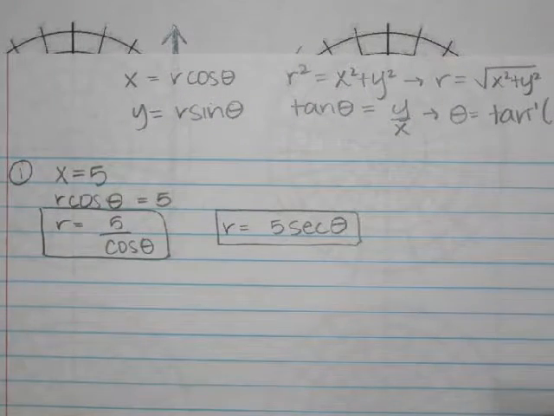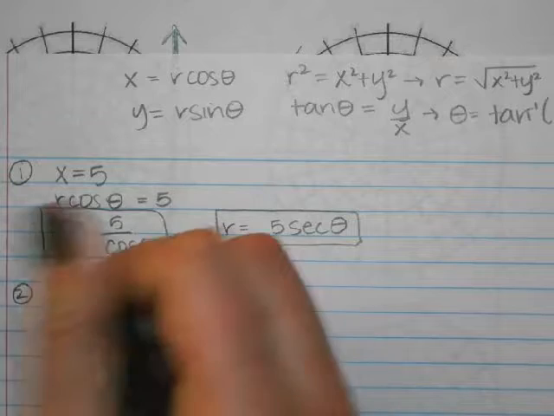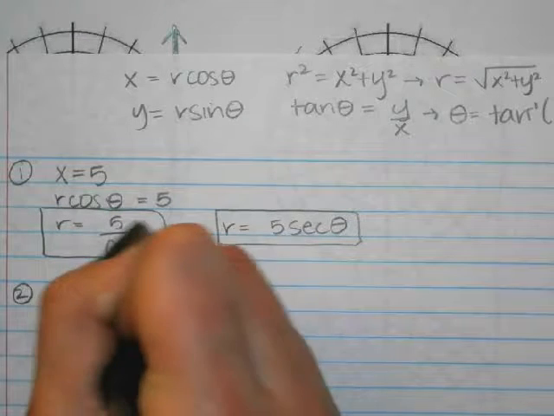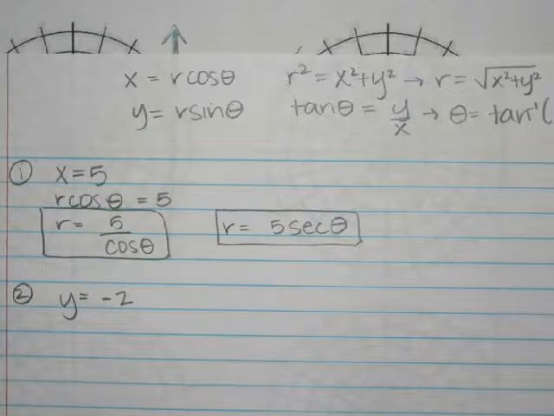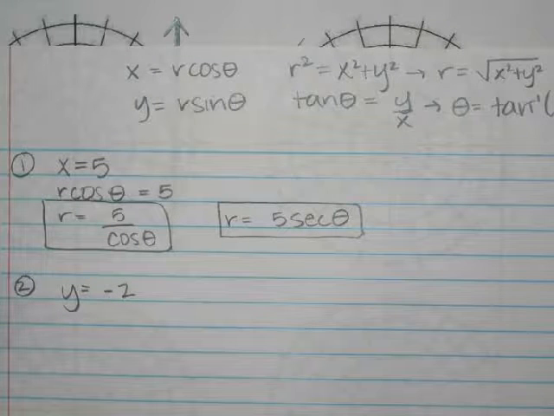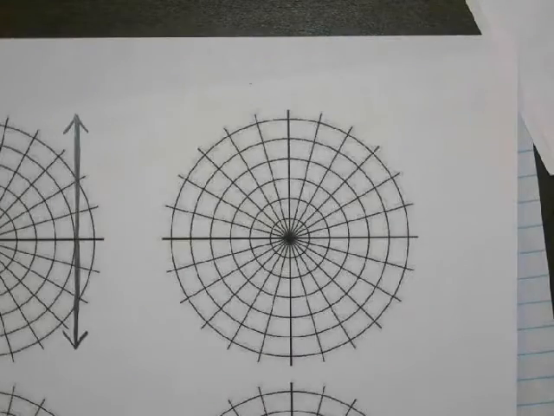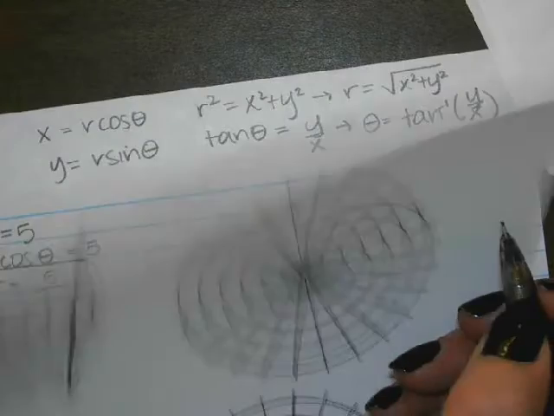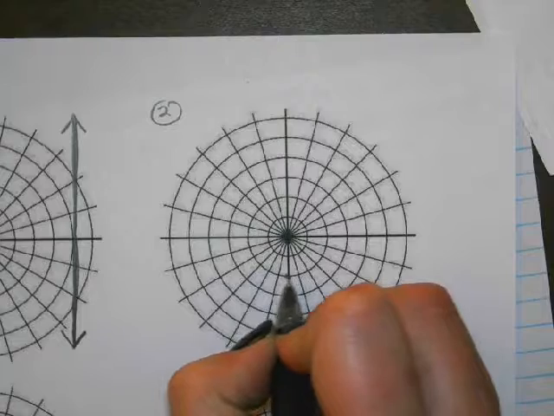Okay. Problem 2. We're going to do y equals negative 2. What kind of equation is that? That's a horizontal line. So on your polar graph paper, we're going to write number 2, and y equals negative 2. We got a horizontal line at negative 2.